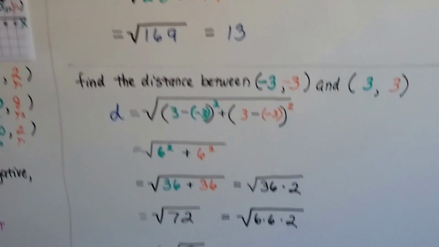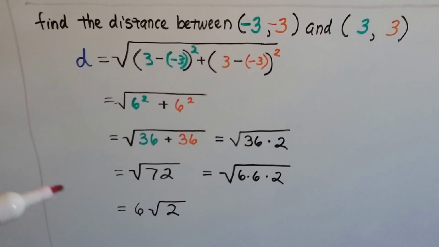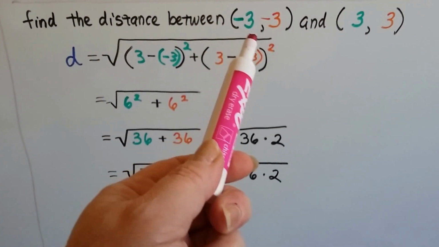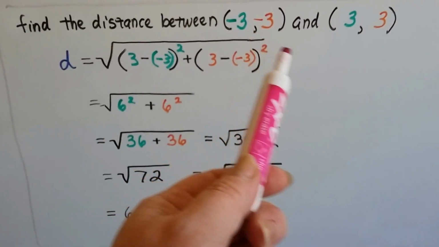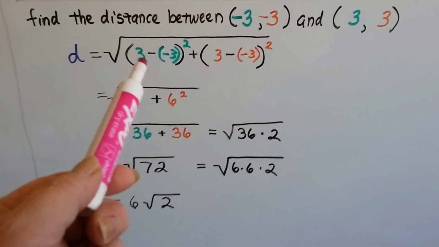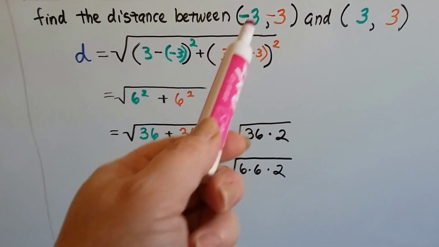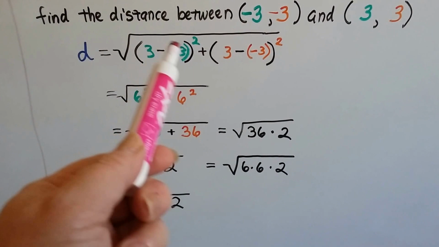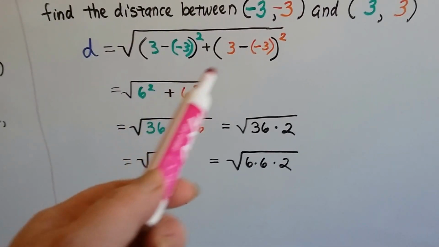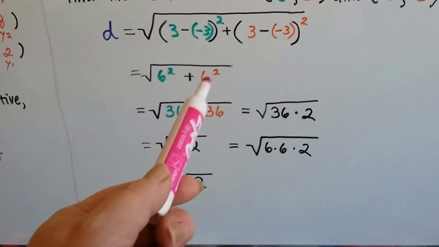So the distance would be 13 between the 2 points. Let's check out this one. This one's a little bit harder, but you should know how to do this by now. We're going to find the distance between x is a negative 3, y is a negative 3, and x is a 3, and y is a 3. So we do 3 minus a negative 3. That means we're going to add the opposite, isn't it? So we're going to get a 6, and we need to square it. And then this is going to be the same thing. We're going to add the opposite and get a 6, and it needs to be squared.